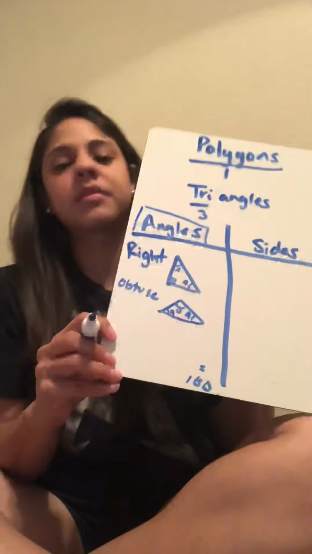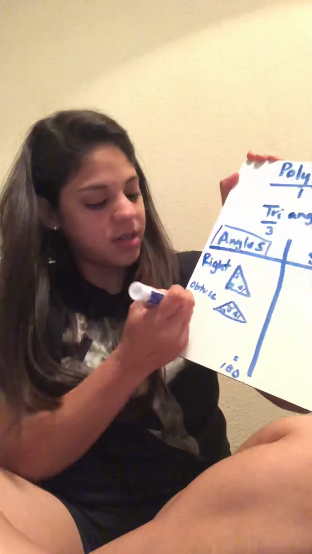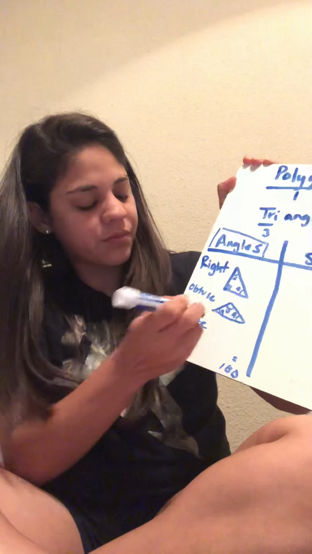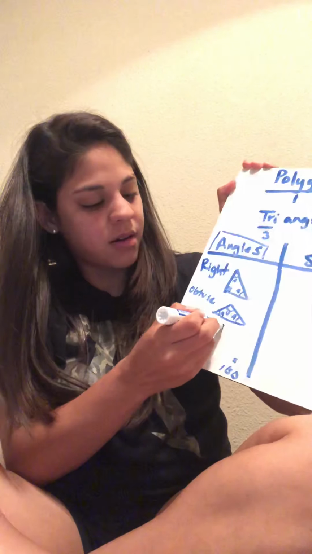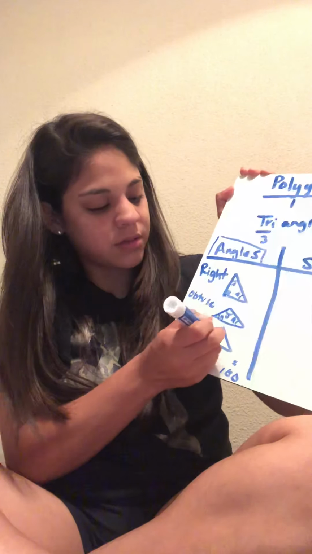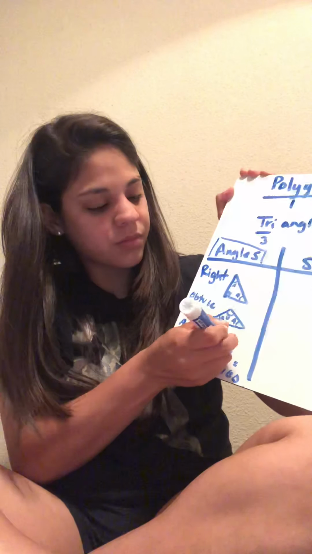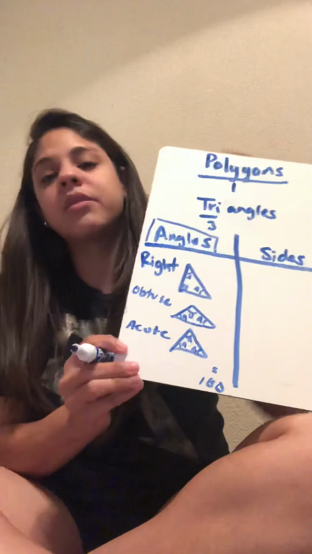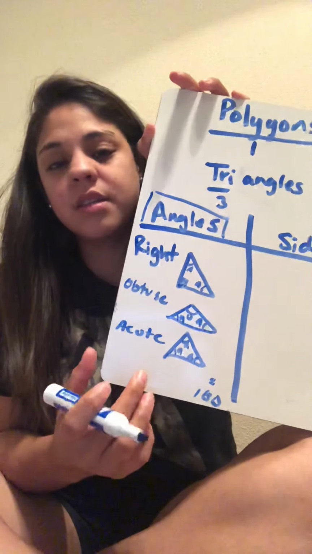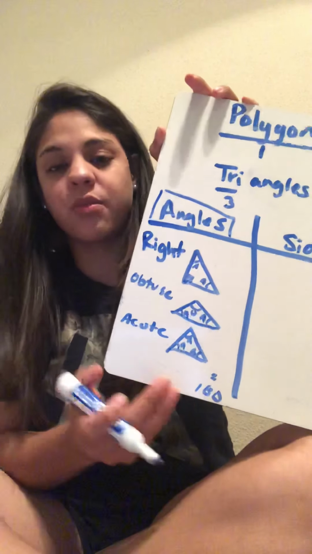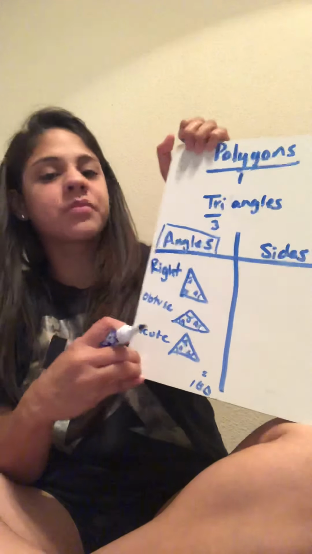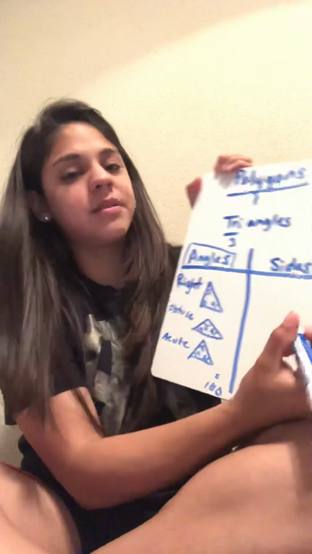All right. So now, the last one is an acute triangle. Now that means that all angles in this triangle are acute. A very common one is that each angle is 60 degrees. 60 times 3 would give you 180, so it gives you the complete angle for a triangle. All right, so now, sides.